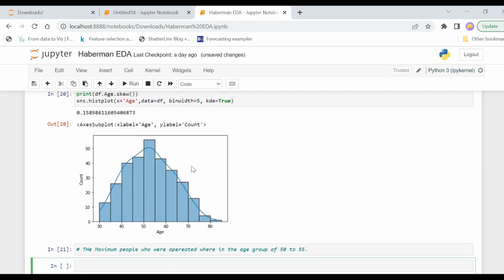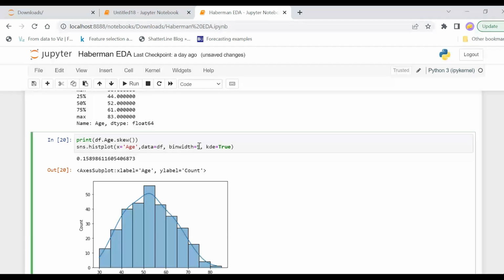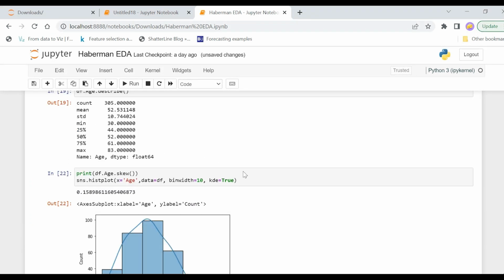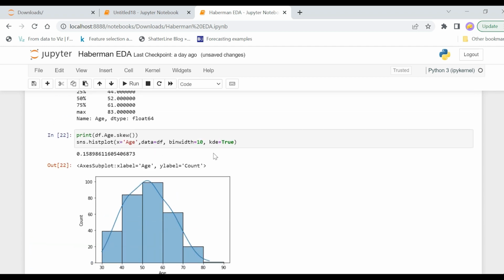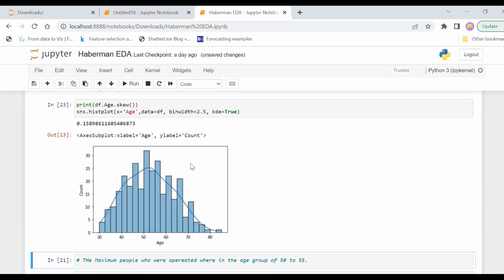You can try and change the bin width. Suppose I make it 10. In this case, you can see from 50 to 60. But as and when you take a smaller bin width, you would be able to find out more details about which age group had the highest. Suppose I take it as 2.5. In this case, I can say that people from 50 to 52.5 were the highest age group.